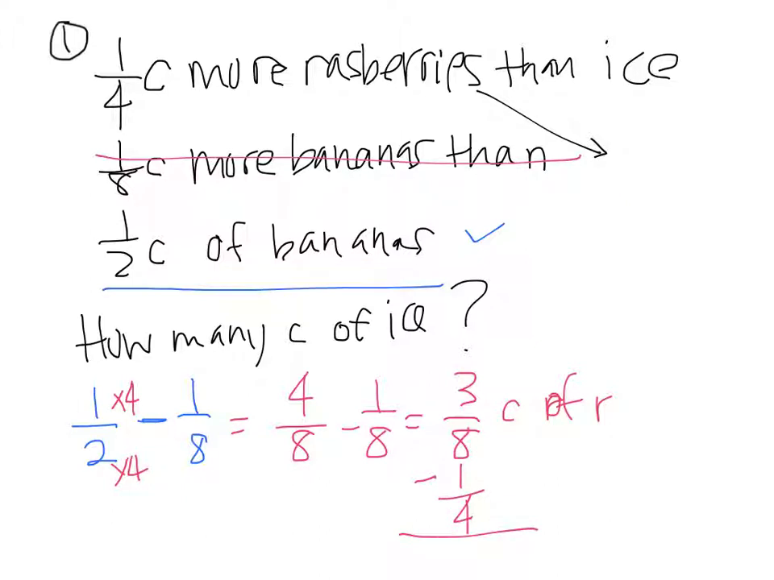Now, do they have the same denominators? No. So what am I going to change? Very good, 1/4 changes into 2/8. How did you know that? You multiply by 2 for both the denominator and the numerator to make it the same denominator. So now we can do this problem. What is 3/8 minus 2/8? Everyone? 1/8. Okay, so what does this 1/8 mean? You have 1/8 cup of ice.